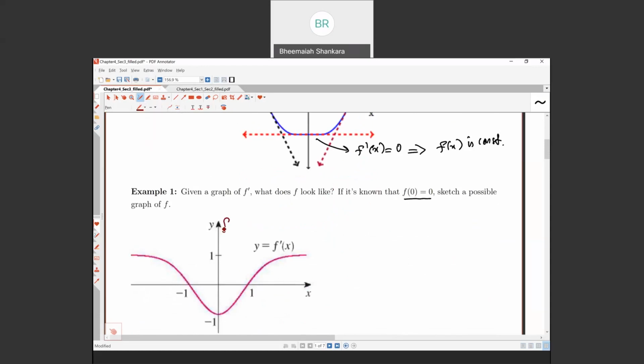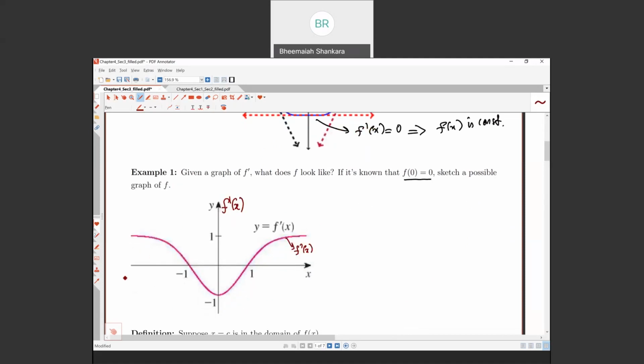The y-axis is not the usual typical y-axis, but you want to read it as the f prime axis. And this graph is specifically the f prime graph, so it's not the function graph. So all this depends on how well you can read the graph. So let's read the graph.